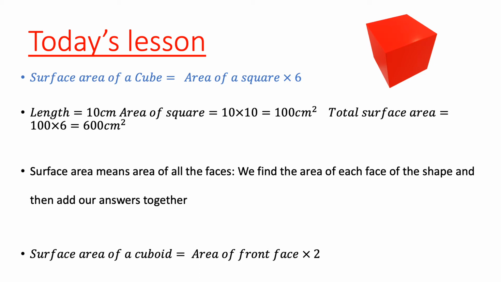And then the surface area of a cuboid, which we'll come on to in a second. You would do the area of the front face times 2, the area of the side face times 2, and then the area of the top face times 2. Then add up your answers together for a cuboid. So we will come on to that in a second.